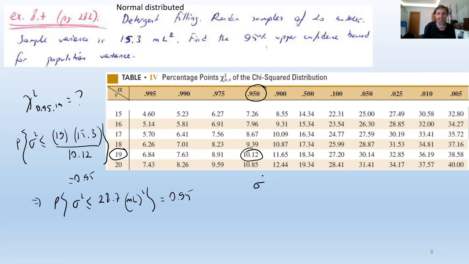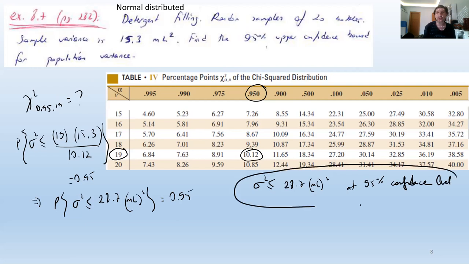Therefore, we can say that sigma square is going to be equal to 28.7 milliliter square. This is our variance at 95% confidence level. That would be our conclusion for the question.